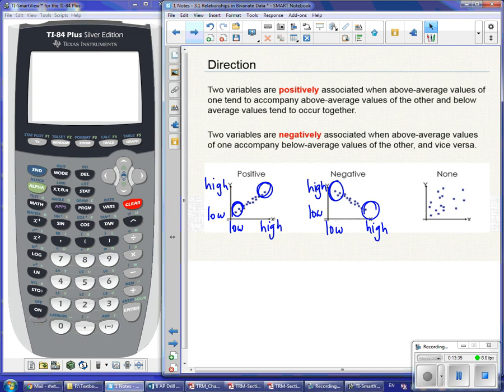It's not obvious that you wouldn't want to model the data using an equation. It doesn't really look like there's an association.